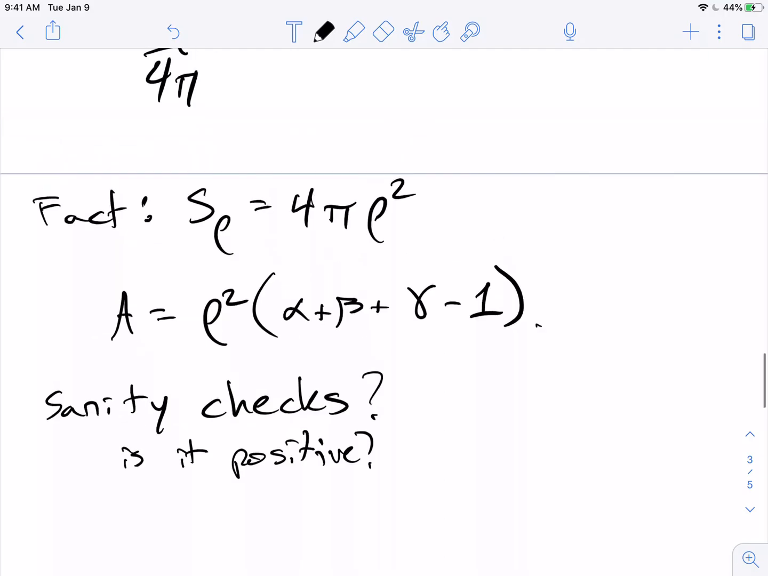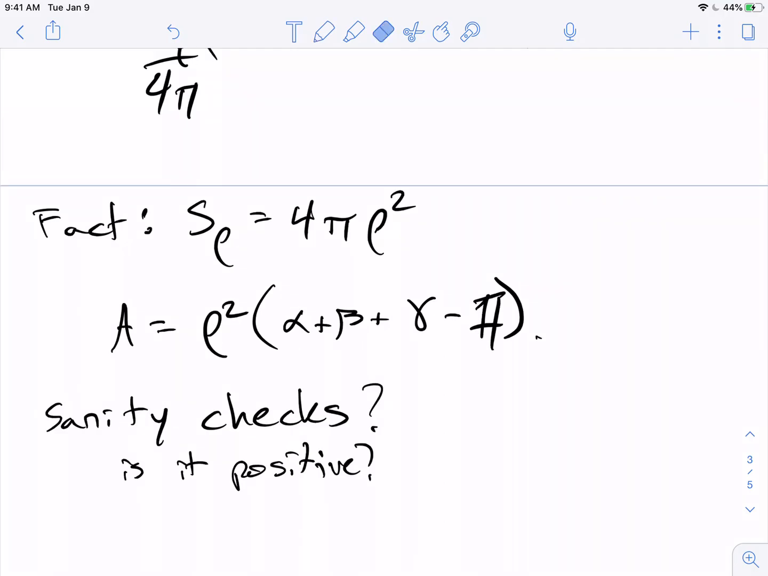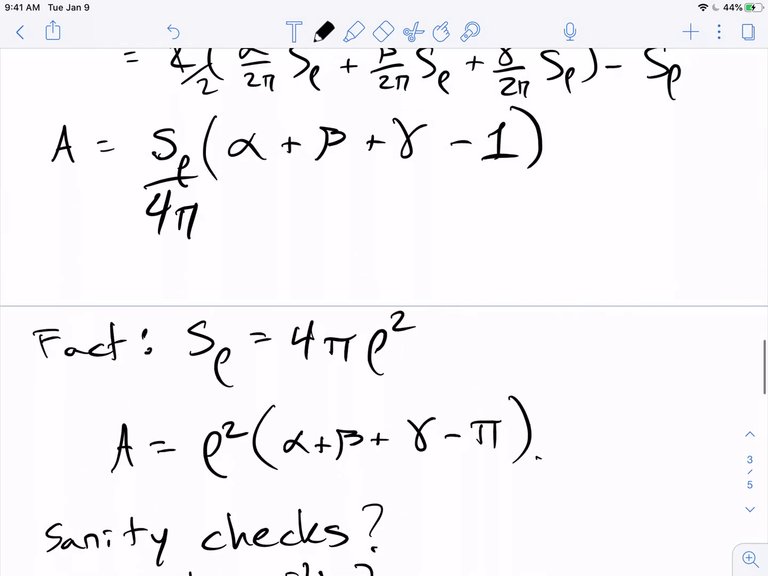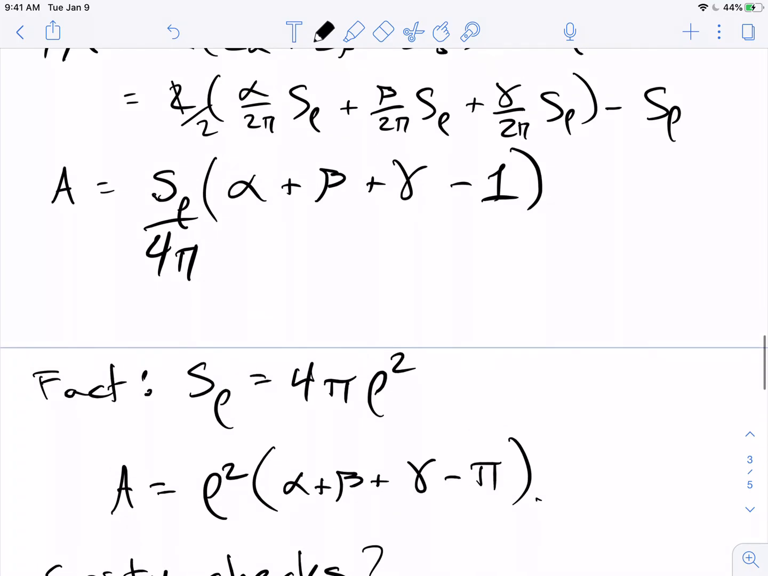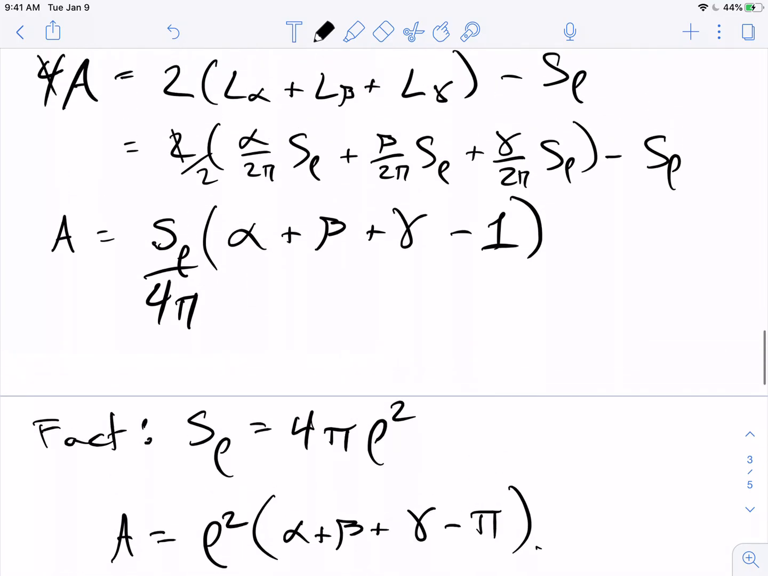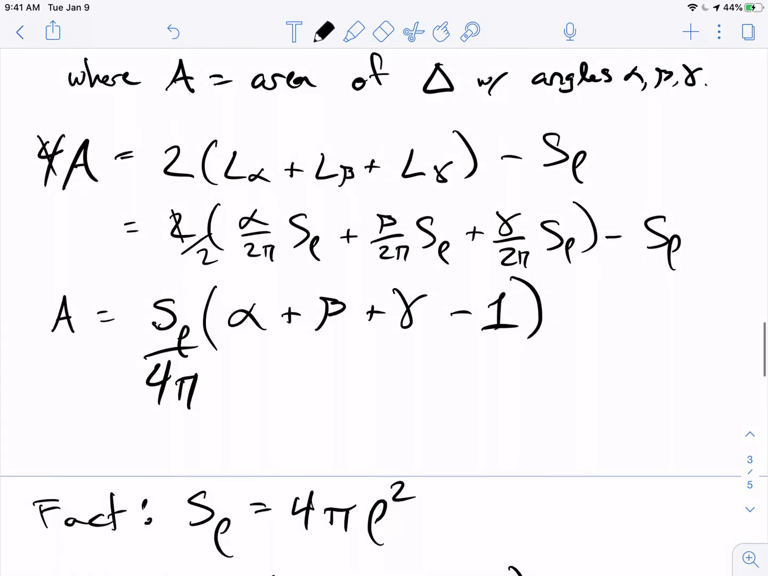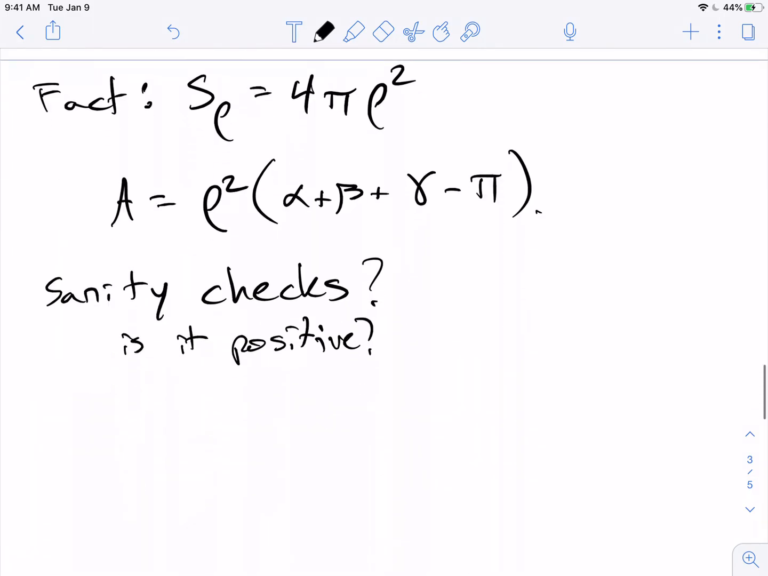Oh my gosh, this is supposed to be a pi. I might re-record this depending on how lazy I am. Why is that a pi? Oh, because I factored out a pi here, right? So this should also be a pi. Probably not going to re-record it since this is review anyway.